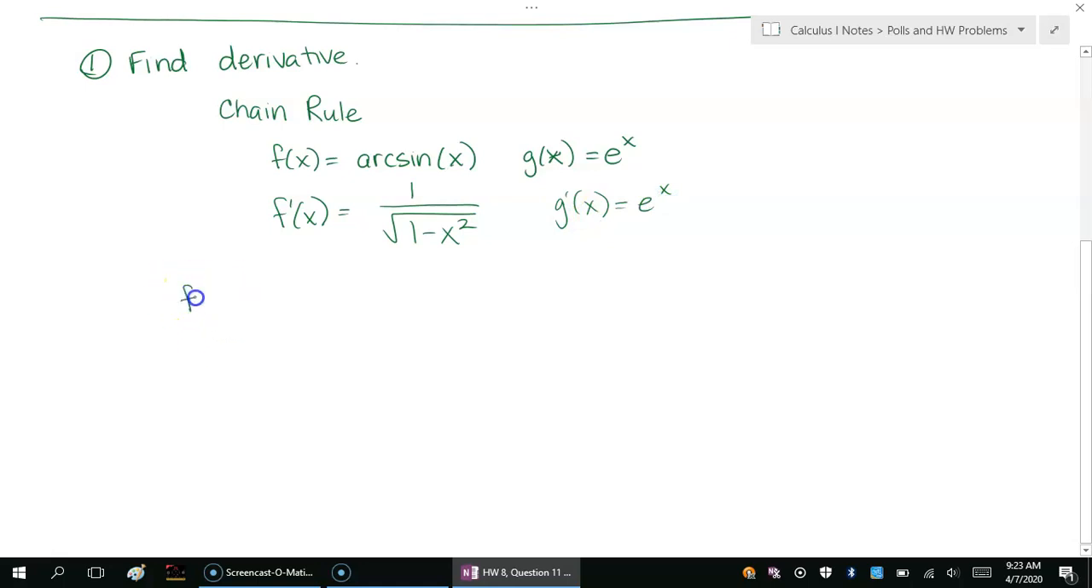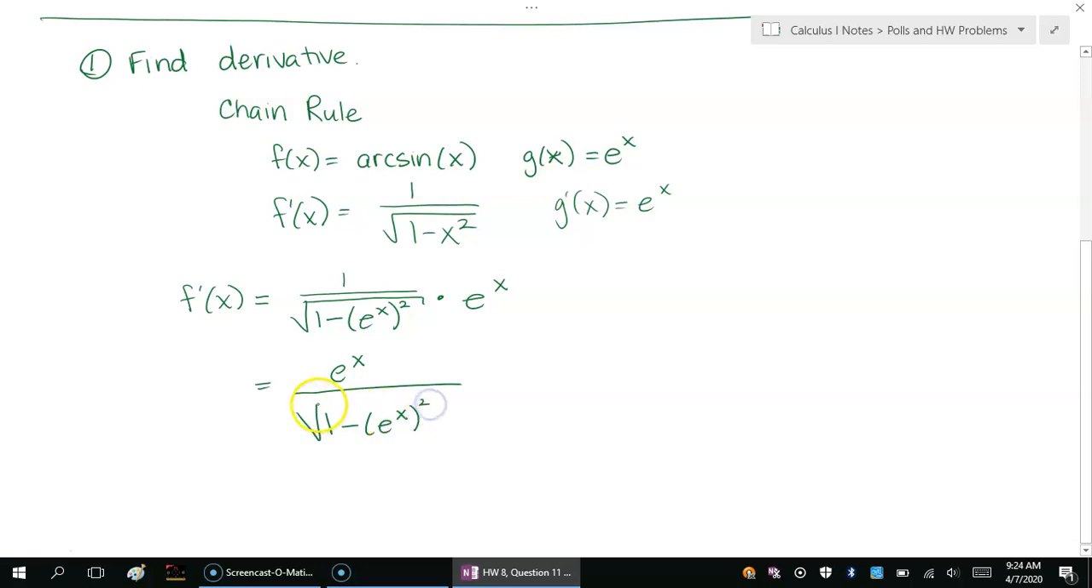Putting them together, it tells us that the derivative of our original function is f prime of g, so I'm going to plug g into f prime, times g prime, so times e to the x. And I can combine this and write it as a single fraction. That's the same as e to the x over the square root of 1 minus e to the x squared. So there's my derivative.